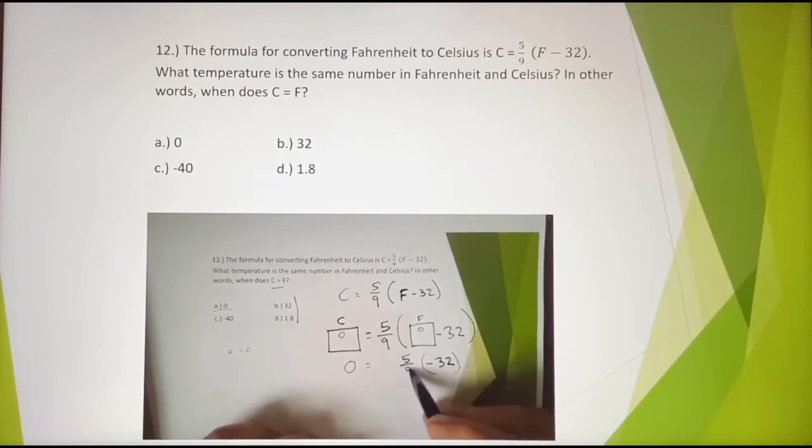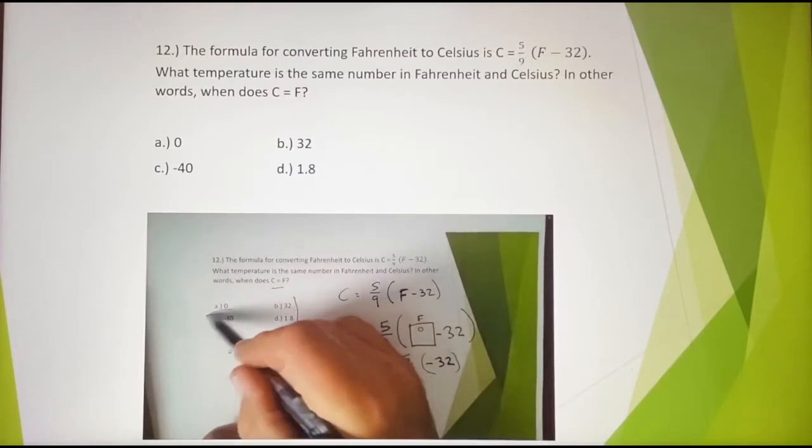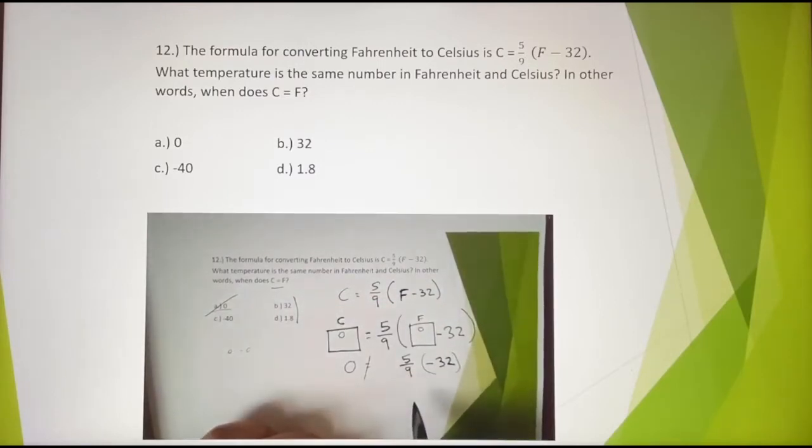And I'm going to take my negative 32 and multiply it by 5/9. But I really don't have to do that, do I? Because this is not going to wind up being 0, right? It's going to be some number. I can use the calculator and multiply it out, but it's not going to equal 0. So I can stop at that point and not waste any more time, and I can cross out A.